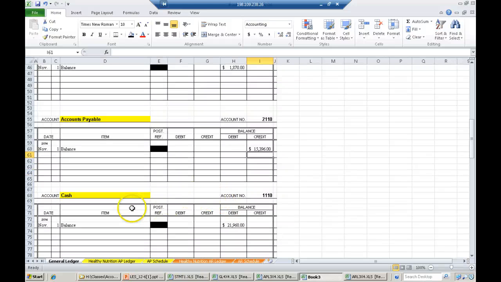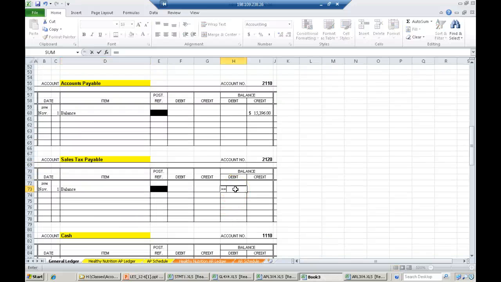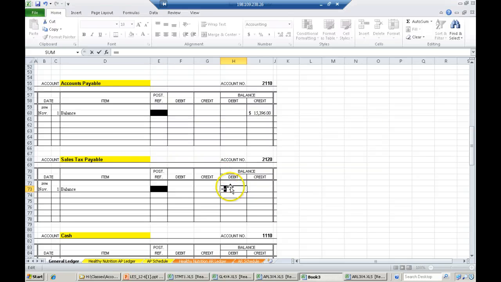Next account is sales tax payable. Account number is 2120. Again, another liability account labeled with a 2. Carries a normal credit balance since it's a liability, of 1615.20.